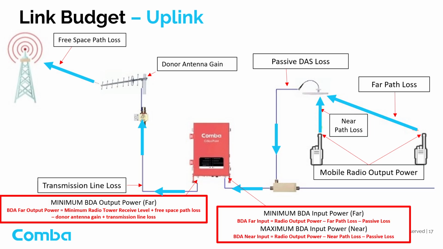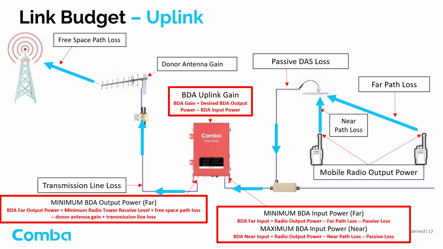To calculate the minimum BDA uplink output power from the far radio, use the following formula. The minimum BDA uplink output power is equal to the minimum radio tower received level plus free space path loss minus donor antenna gain plus transmission line loss. You'll notice that in this step we subtract gains and add losses. This is intentional. Because we are working backward from the minimum signal level required at the tower, the direction of the calculation reverses, so gains are subtracted and losses are added.